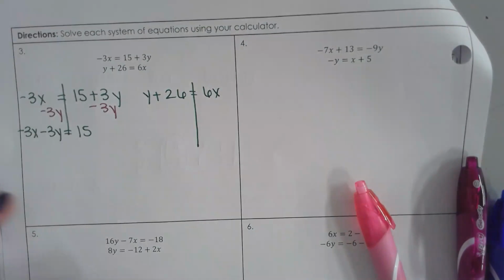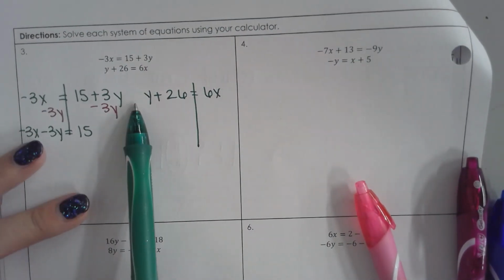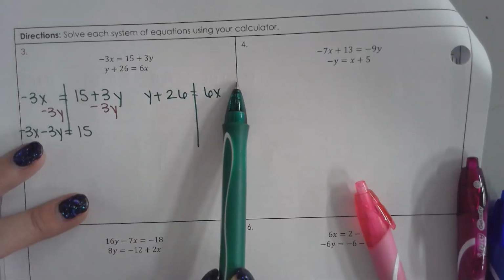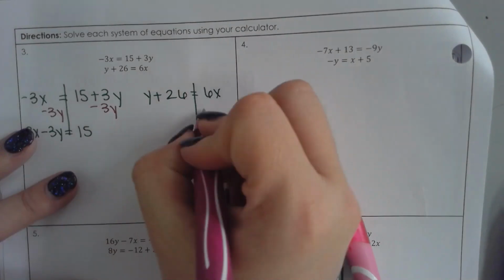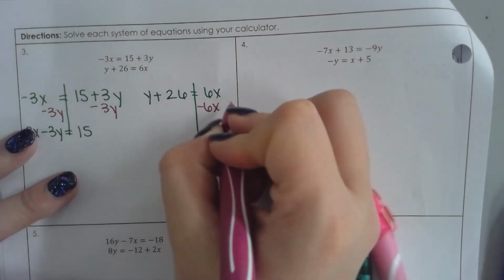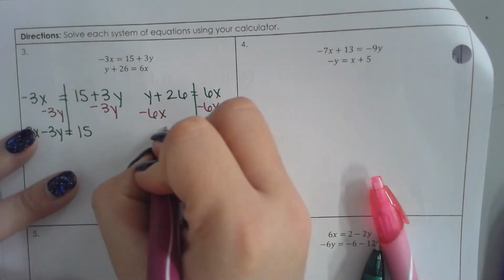Okay. The second one, the 6x needs to come over this side, and the 26 needs to go over to the right. So I would subtract 6x, and then I would also subtract 26.